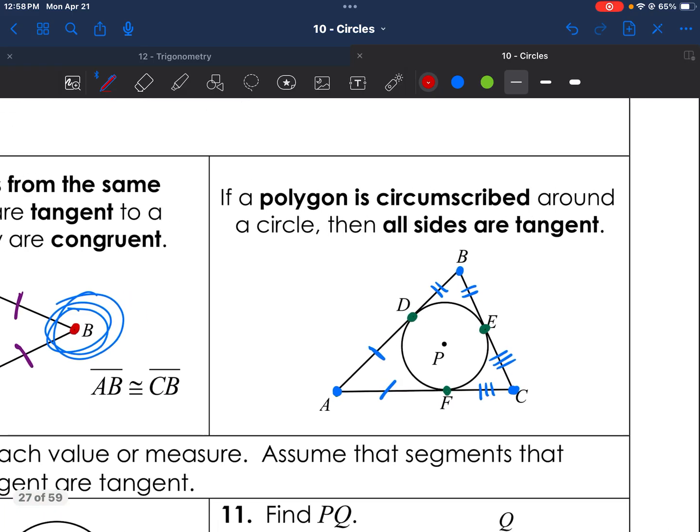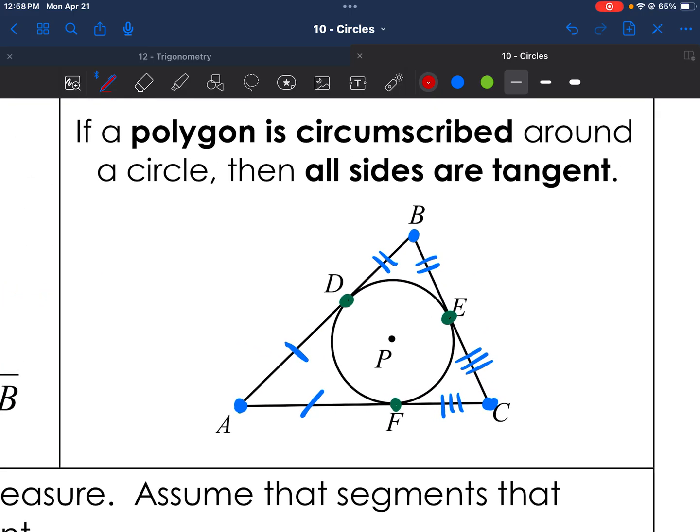And then another thing to note, if a polygon is circumscribed around a circle. Now what this means is that if a polygon is circumscribed, that means that every side of the triangle should be tangent to the circle.